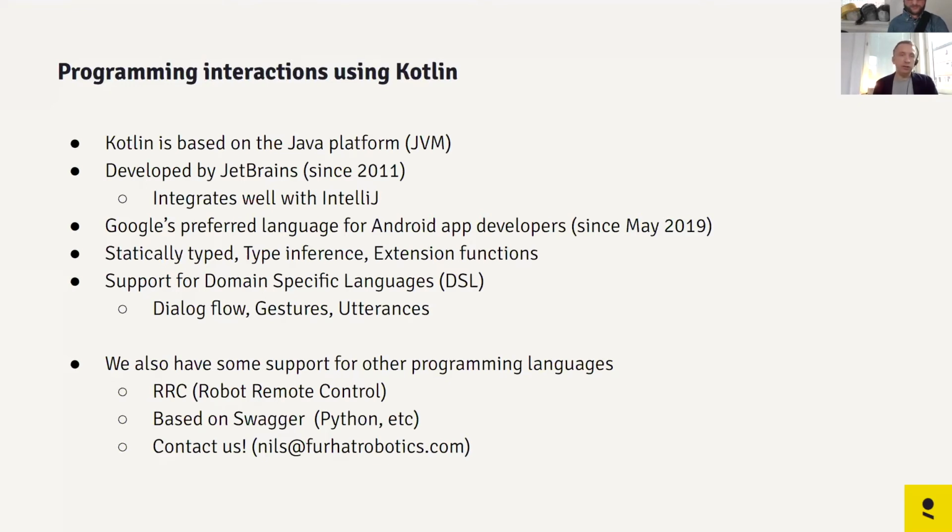If you don't want to use Kotlin, we do have support for other programming languages. It's more limited, so it's more a matter of if you want to control the robot by asking it to say something, for example, or make a gesture and so on, and you want to develop the interaction using your own whatever framework you have. You can do that with what we call the robot remote control, or the RRC. It's based on Swagger, which means that it actually can build programming APIs for a ton of different languages, including, for example, Python or C, etc. I'm not going to talk more about that.